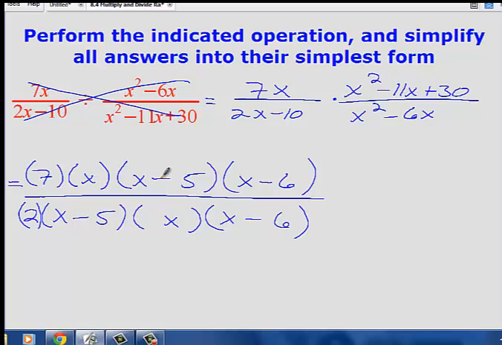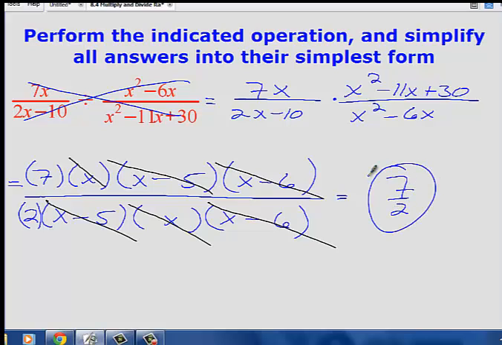Everything's isolated, and everything's connected through multiplication. So what matches on top and on bottom? X minus 6, x minus 5, is that it? X. So what am I left with? So that's your reduced form. So what's crazy about this is regardless of what number you put in for x, you'll always get 7 over 2. It's actually a horizontal line.